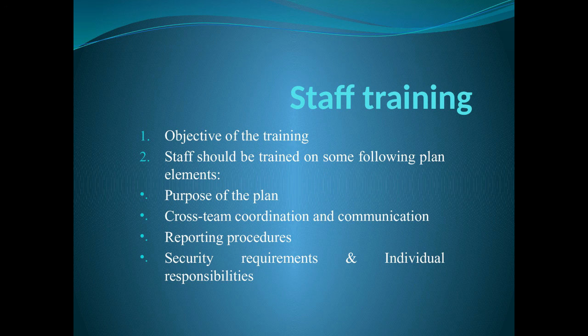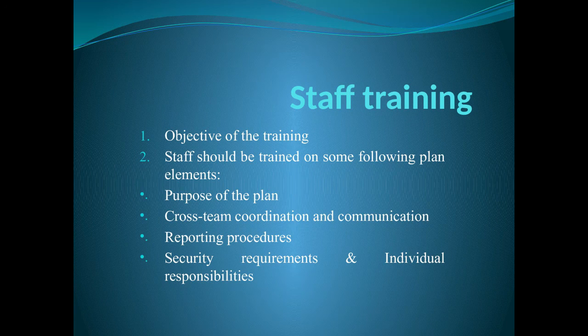Following plan elements they will be trained on. Purpose of the plan. Staff need to know what the topmost priority data is that they need to recover. Cross-team coordination and communication. In this regard, the IT manager of the head office, which is located in CTG, will train other branches' IT managers, and other staff will be trained by branch IT managers. This is how cross-team coordination and communication will happen.